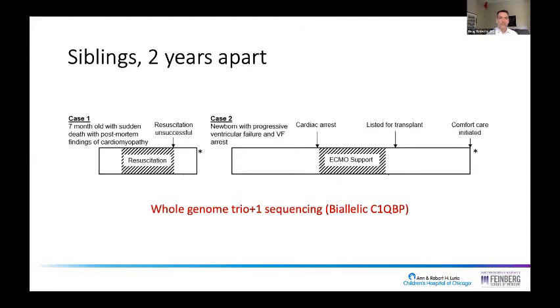The family that I'm telling you briefly about is a pair of siblings who were 2 years apart. The first case, a 7-month-old, died suddenly, and the post-mortem, after the baby died, found cardiomyopathy. In the second case, there was a newborn who had progressive ventricular failure and a ventricular fibrillation arrest, and despite really heroic attempts at medical support, didn't survive. We did whole genome trios on both parents plus both kids, and actually got what we just heard so eloquently from Brittany, the idea of VUSs. And we looked into that a little bit further.